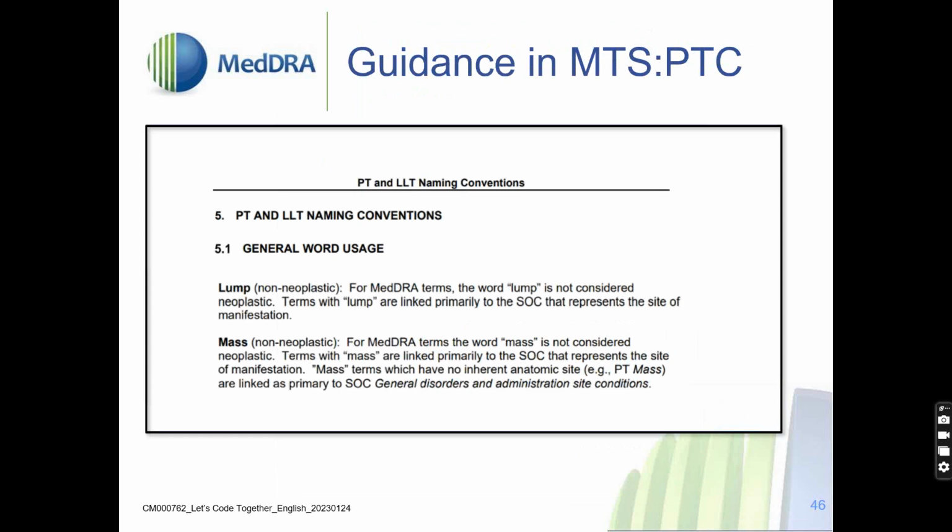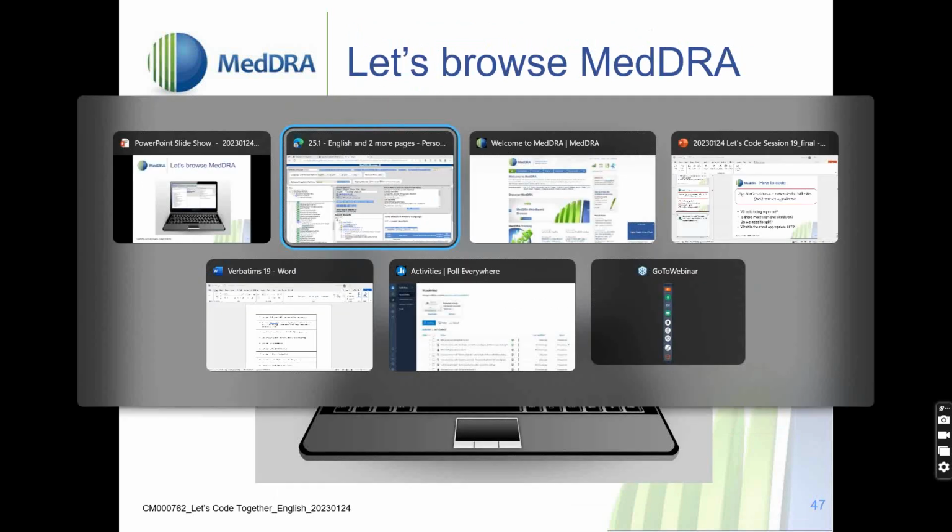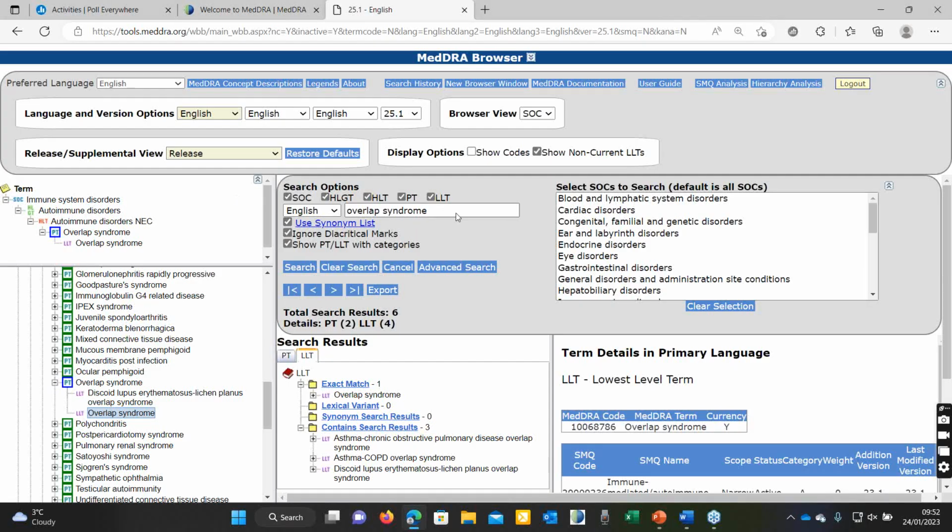Similarly, mass is also considered non-neoplastic. They are also primarily linked to the site of manifestation. So mass terms which have no inherent anatomic site are linked to general disorders. So this tells me that they're not neoplastic. They're considered lumps or masses, and the two are treated together in that section. So let's browse MedDRA now. I'll go back to where I was. Let's have a look with the words we've been given as throat and lump.